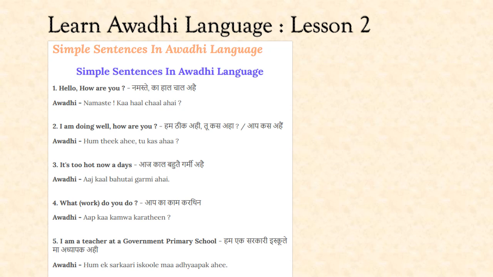Next, I am a teacher at a government primary school. हम एक सरकारी स्कूल में अध्यापक ही. It means I am a teacher at a government primary school.